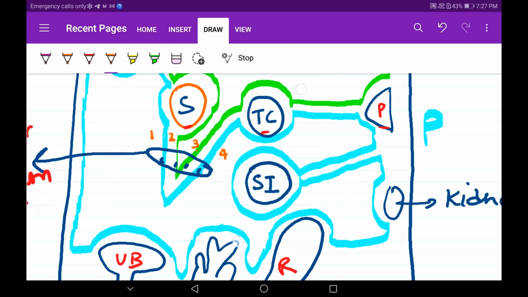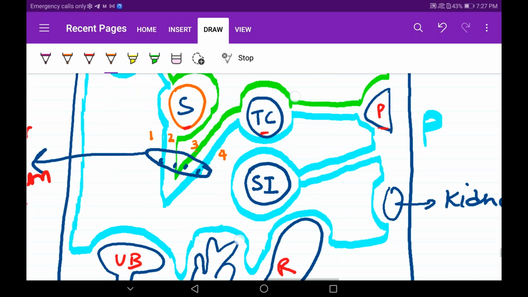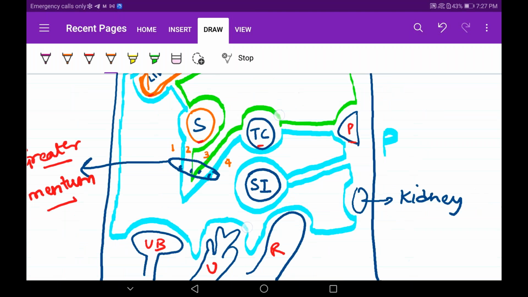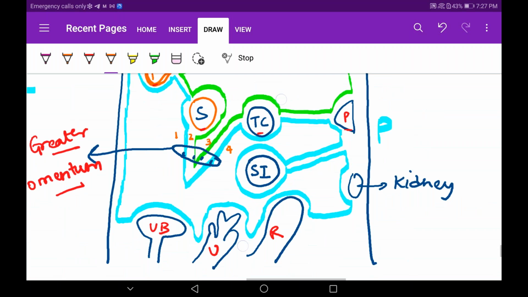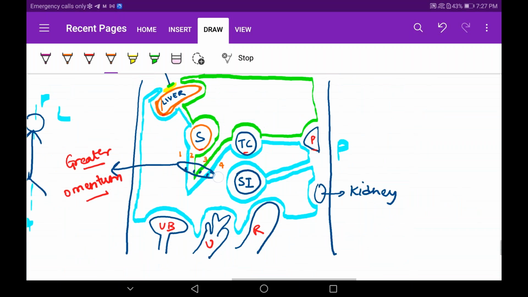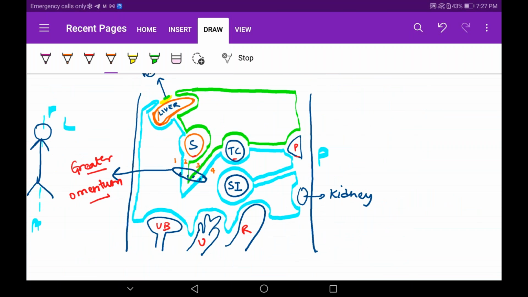Did you understand the greater omentum, my friends? Pranav, just let me know now if they have understood the greater omentum. No answers. Yeah, they've understood, Sadat. Yeah, great.